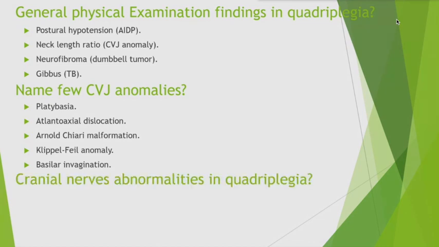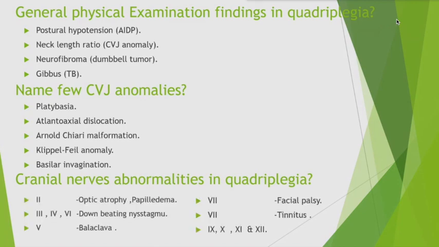In a case of quadriplegia, you're asking me specifically about cranial nerve abnormalities. What are you looking for? In a case of multiple sclerosis, you may get optic atrophy. Optic neuritis, you may get a papilledema-like picture. If there's a tumor inside the brain, papilledema. Cranial nerves 3, 4, 6 may show downbeat nystagmus. Downward nystagmus indicates a high cervical cord lesion.